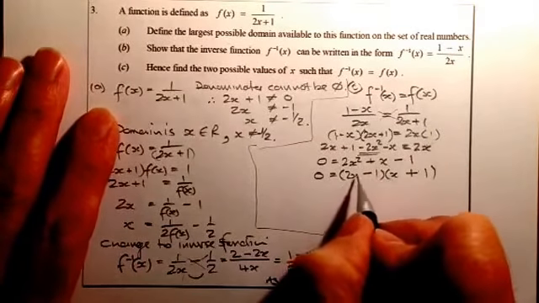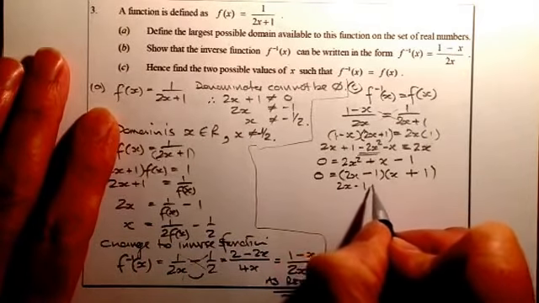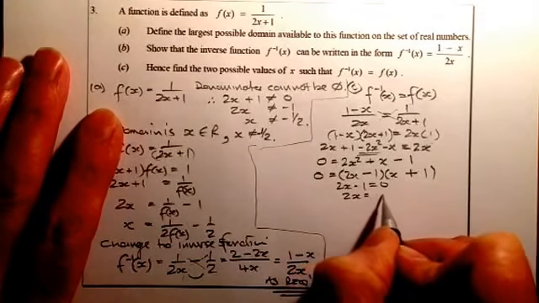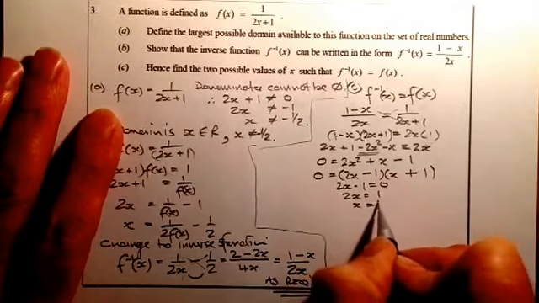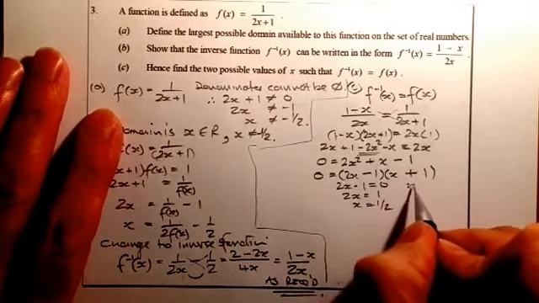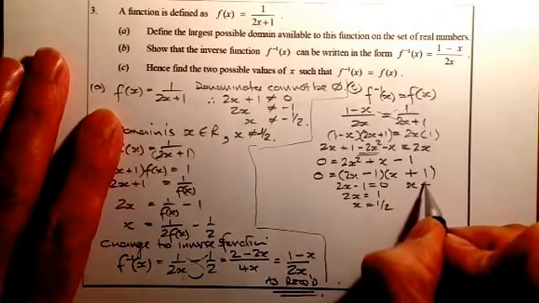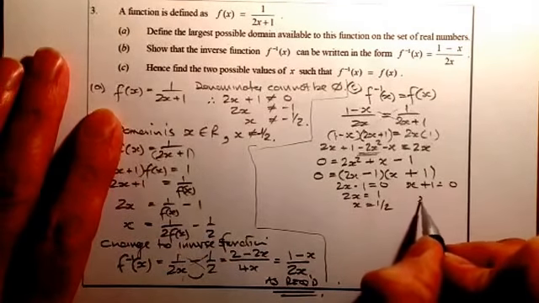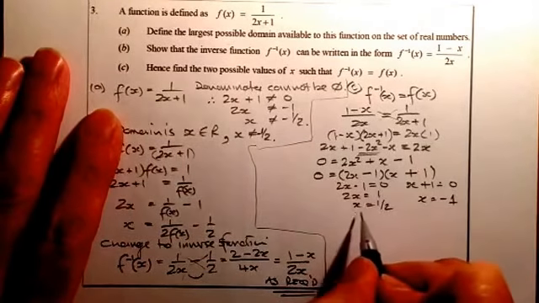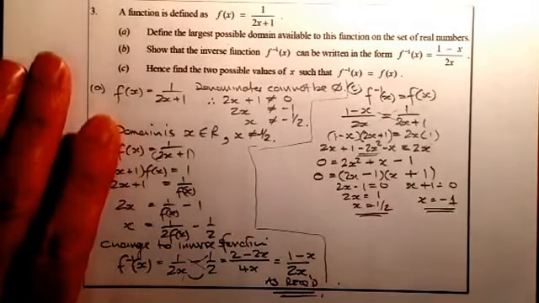Right, so let's see the values now. So I've got 2x minus 1 equals 0. So from here, 2x equals 1, x equals a half. Okay. And on this side here, x plus 1 equals 0, so x equals minus 1. So these are my two values. So the two possible values are here.